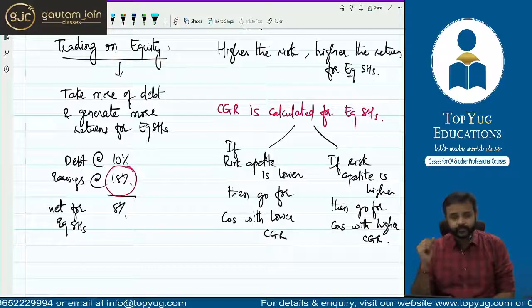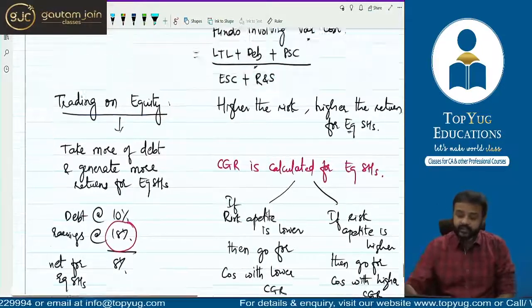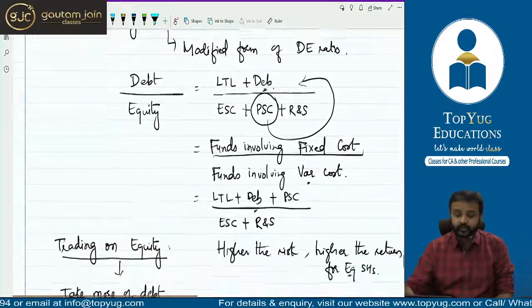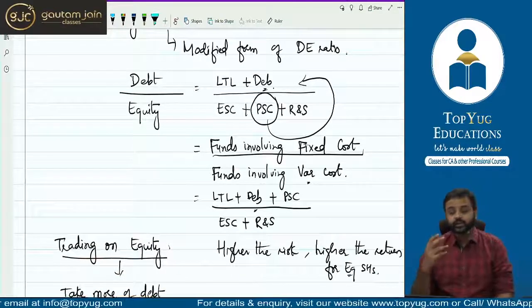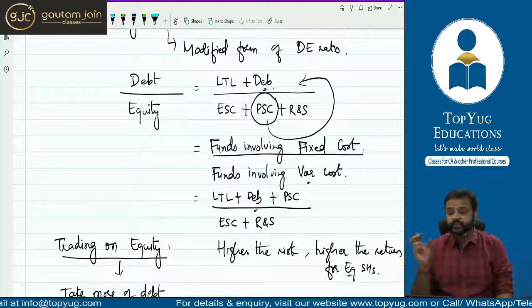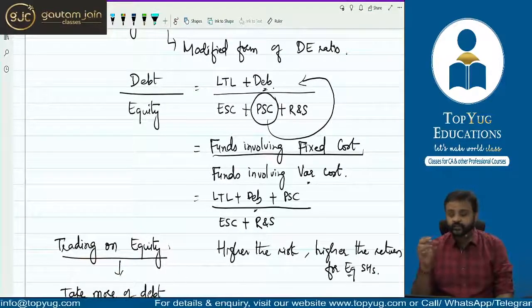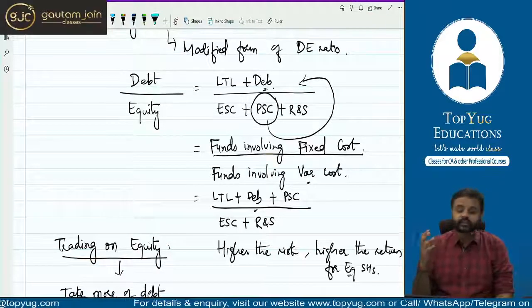Who knows? Okay. So why did we discuss this? Because of capital gearing ratio. Because in capital gearing ratio, we are talking about the comparison of those funds which have a fixed cost with funds which have a variable cost.